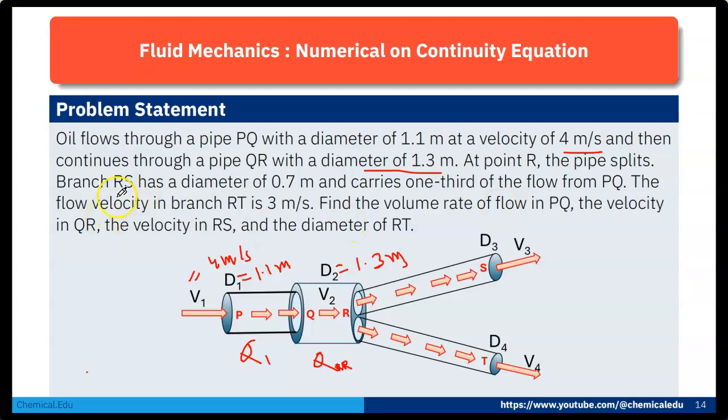At point R, the pipe splits into branches RS and then RT. The RS branch pipe diameter is 0.7 and it carries 1/3 of the flow from PQ, so that is 1/3 of Q1. The flow velocity in branch RT is 3 meter per second. Now we have to find the volumetric flow rate in PQ, the velocity V2 in QR, then the velocity in RS, and the diameter of RT. We have to calculate these.